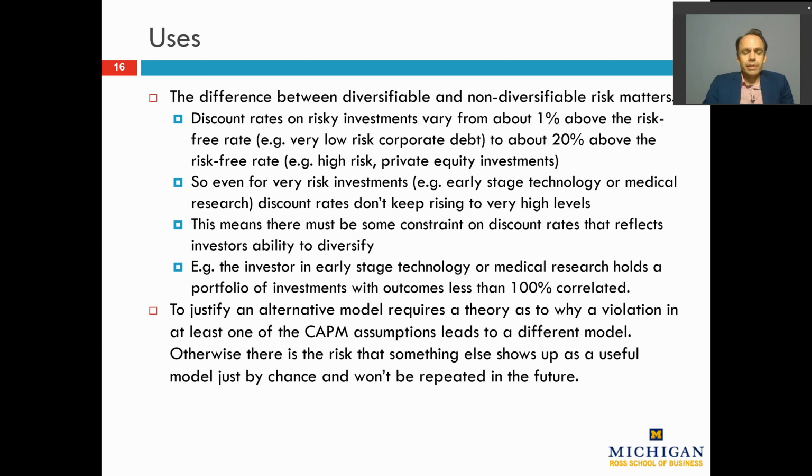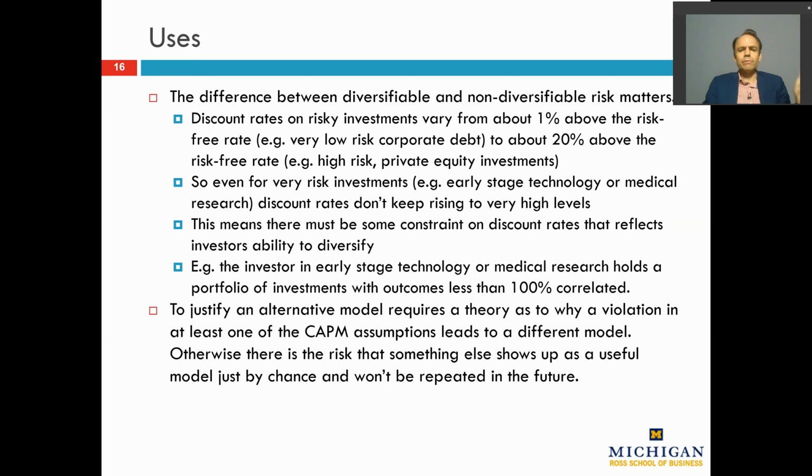The thing we have to understand about the capital asset pricing model is that the differences between diversifiable and non-diversifiable risk matter for making investments. Discount rates on risky investments vary from about 1% above the risk-free rate for very low-risk corporate debt, for example, A-grade corporate debt, to about 20% above the risk-free rate for high-risk private equity investments. So depending upon the risk of some particular investment, your discount rate could end up being somewhere between 3% and 22% at a 2% risk-free rate. So we've got these big fluctuations in discount rates.